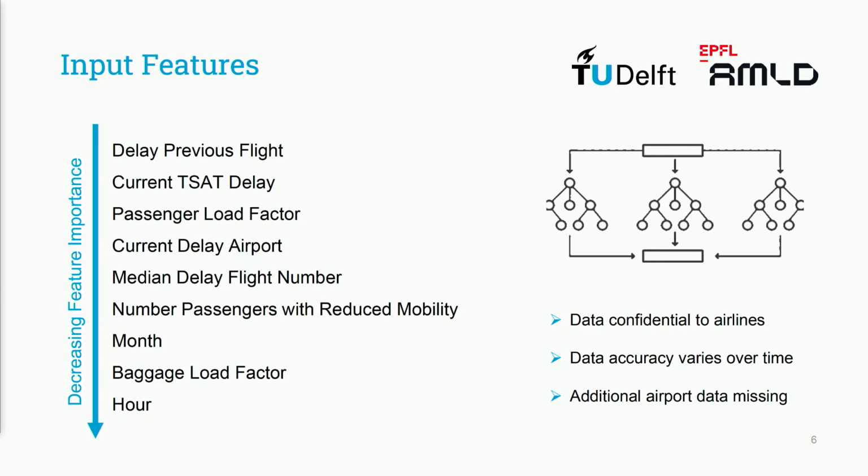The issue here is much of this data is actually confidential to airlines, right? So airlines know more or less how delayed their flights are. They know how many passengers they have. We're not going to get this information from our airlines.